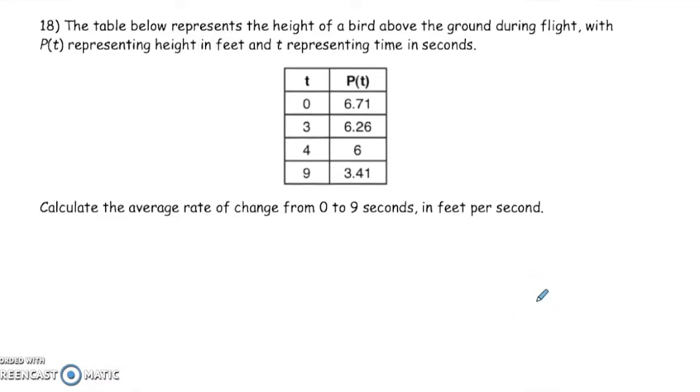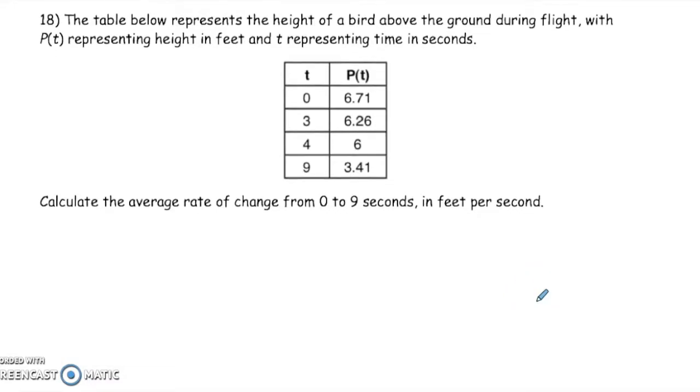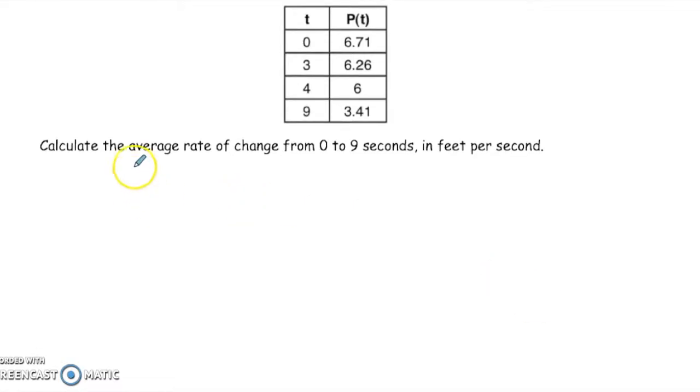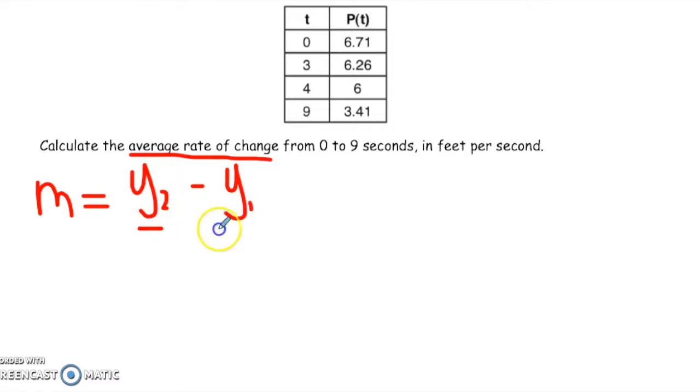The table below represents the height of a bird above the ground during flight, with P of t representing height in feet and t representing time in seconds. Calculate the average rate of change. That formula is m is equal to, that's the rate of change, y2 minus y1 over x2 minus x1.